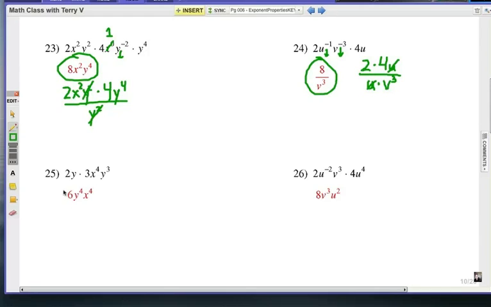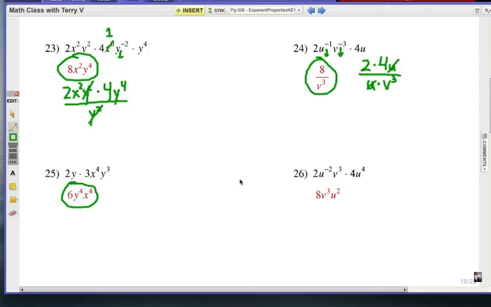Number 25. Nothing to move around here, no zero or negative exponents, so we just multiply it together. 2 times 3 is 6. Y to the first times y to the third is y to the fourth, and x to the fourth stays the same. Now you could flip, or move the x's and the y's around alphabetically, which would actually be better form.